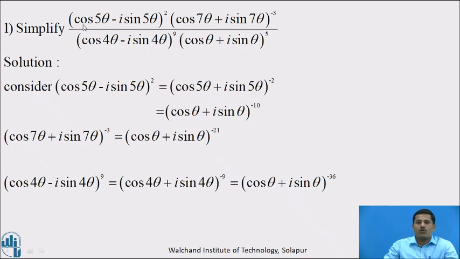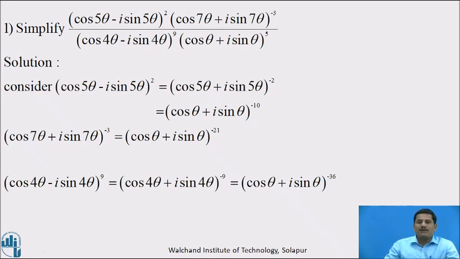Simplify (cos 5θ − i sin 5θ)² (cos 7θ + i sin 7θ)⁻³ divided by (cos 4θ − i sin 4θ)⁹ (cos θ + i sin θ)⁵. This is a very big expression. Now we have to convert it to a simple complex number form.